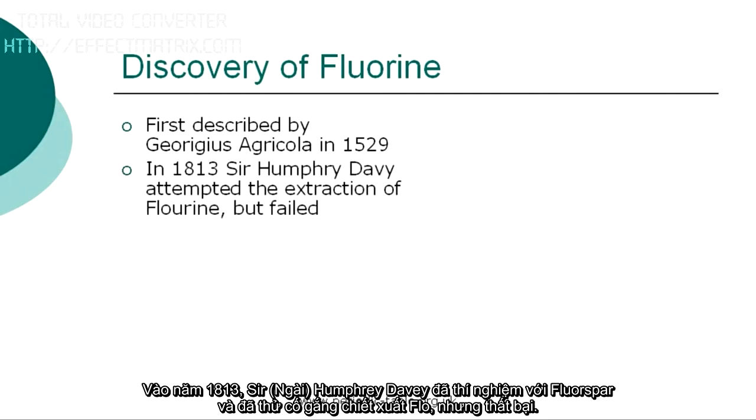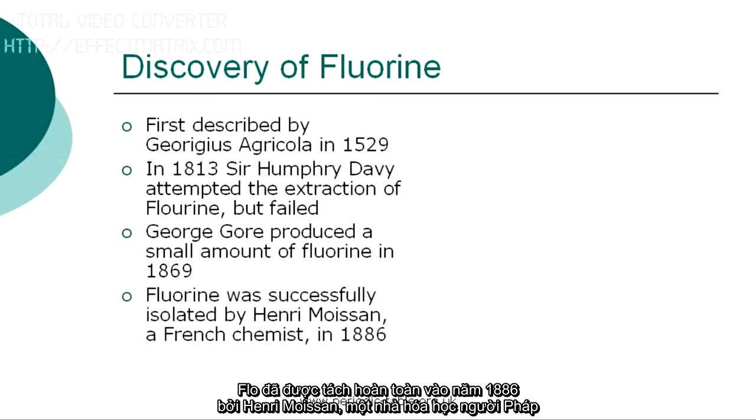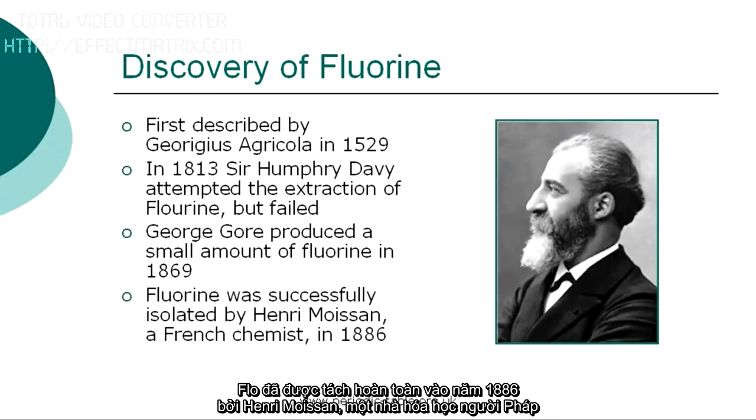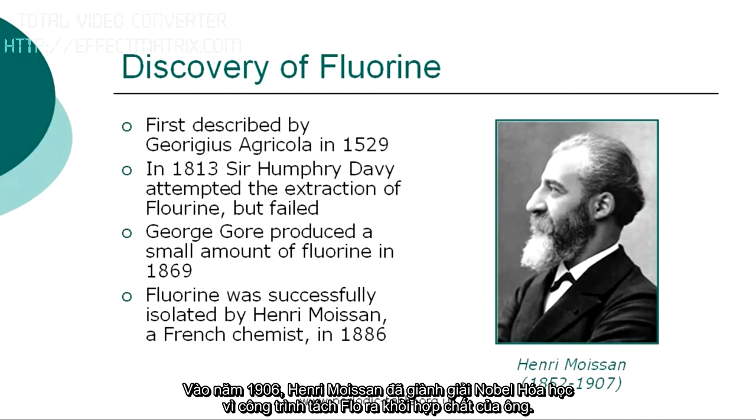In 1813, Sir Humphry Davy experimented with fluorspar and attempted the extraction of fluorine, but failed. George Gore was able to produce a small amount of fluorine through an electrolytic process in 1869. It was successfully isolated by Henry Moissan, a French chemist, in 1886. He achieved this through the electrolysis of potassium fluoride and hydrofluoric acid. In 1906, Henry Moissan won the Nobel Prize in Chemistry for his work in isolating fluorine from its compounds.